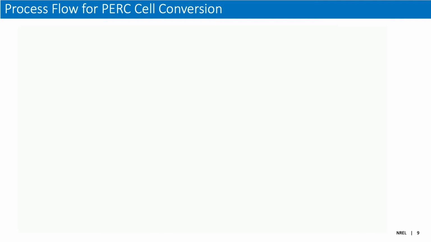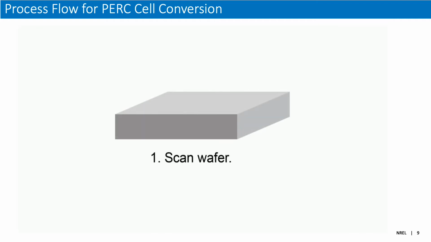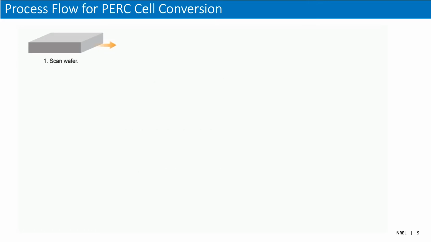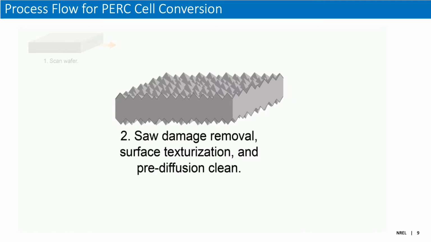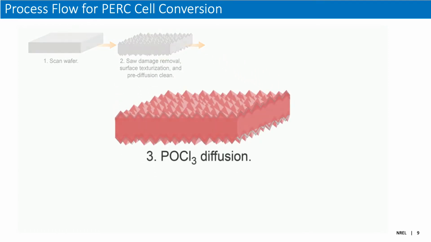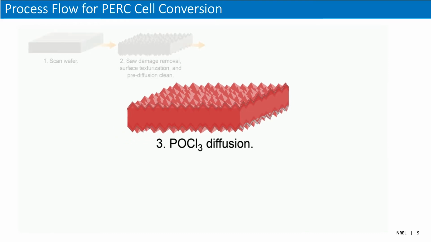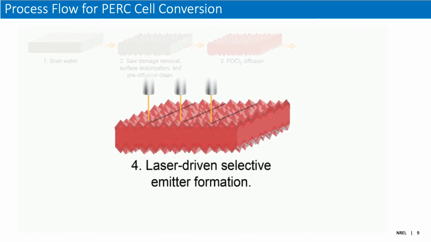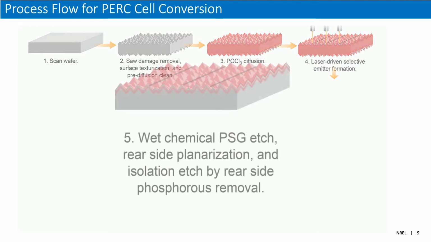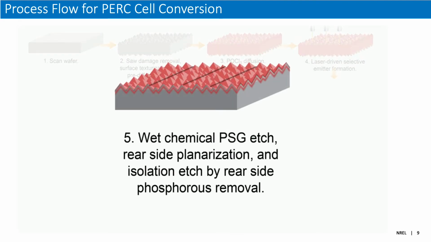So the first step in the PERC cell conversion process is to scan the p-type silicon wafer. Then any saw damage is removed, the surface is texturized, and it goes through a pre-diffusion clean. Then diffusion of N-type phosphorus dopants is completed using POCl3 gas. And lasers are used to create a selective emitter. Then a wet chemical etch is used to remove the layer of phosphosilicate glass that formed during POCl3 diffusion. The rear side is then planarized and then isolated by etching phosphorus from the rear.